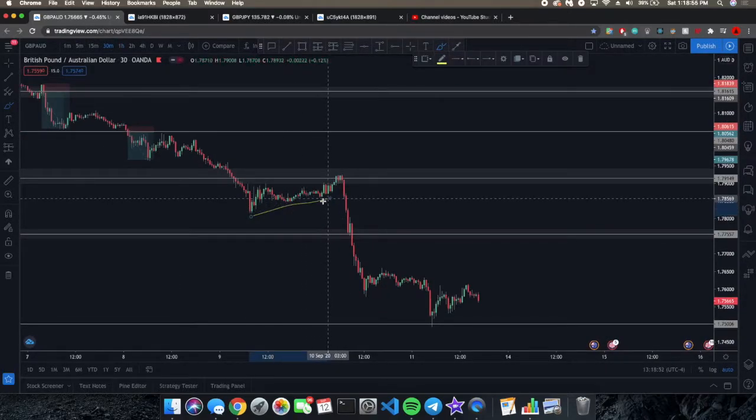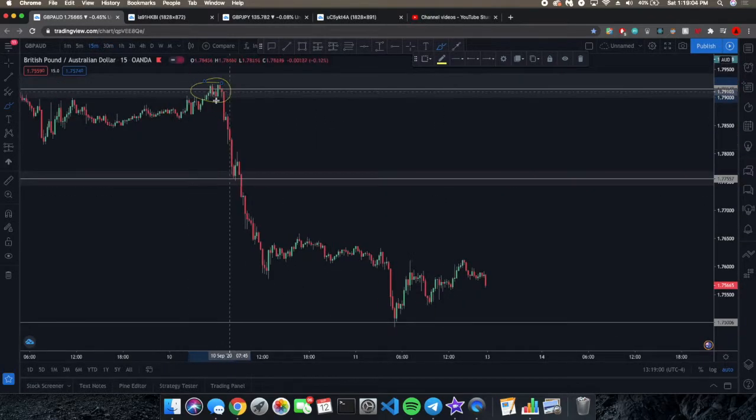We were consolidating right here. So this is just order flow being generated, right? Order flow being generated, and we pulled up straight to our key level. We started consolidating. Once we broke back below, it was sell time.